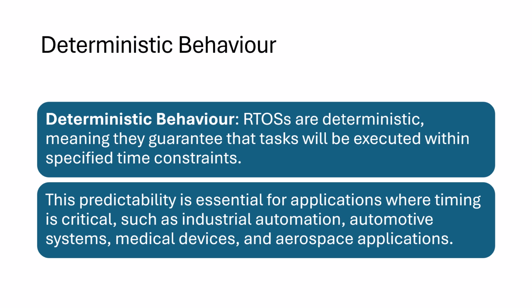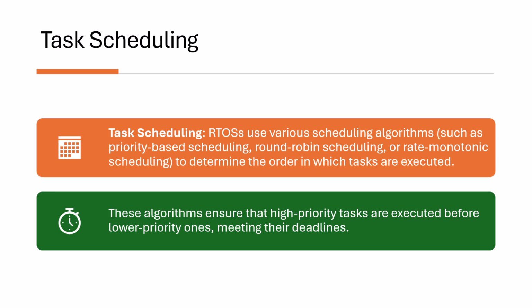Task scheduling: RTOSs use various scheduling algorithms such as priority based scheduling, round robin scheduling or rate monotonic scheduling. So these are some of the types of priority systems, how you prioritize certain tasks to determine the order in which the tasks are executed. Task scheduling means you schedule one task after another, like you prioritize tasks.